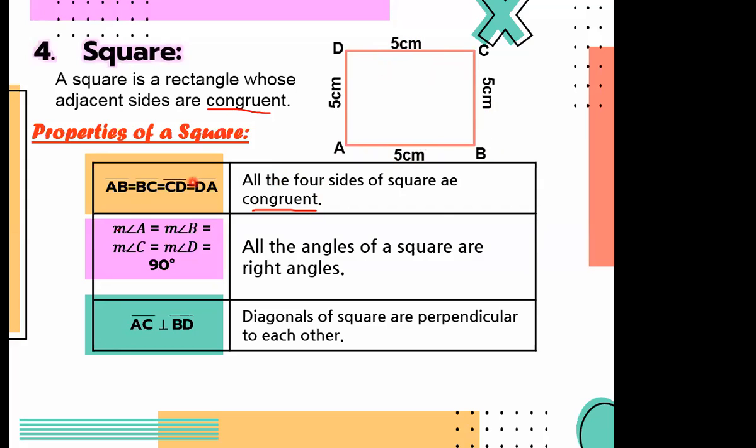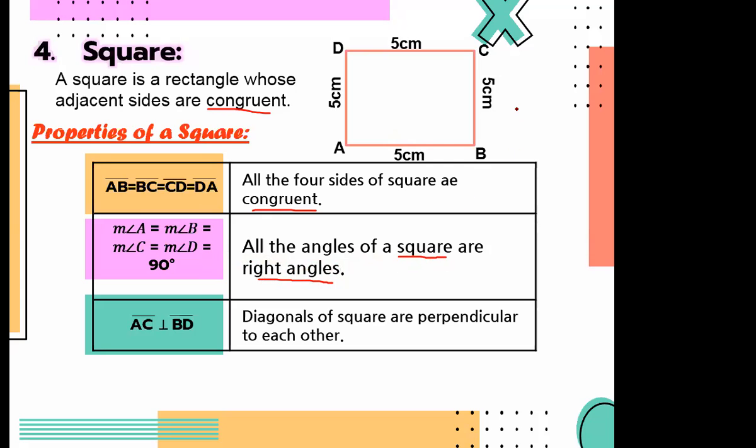Now the second thing is the measurement of angle A will be equal to the measurement of angle B, the measurement of angle B will be equal to the measurement of angle C, and the measurement of angle C will be equal to the measurement of angle D. So all the angles of a square are right angles.